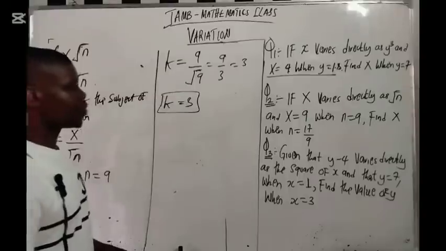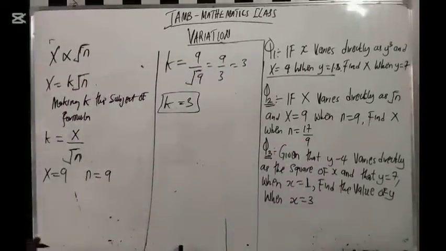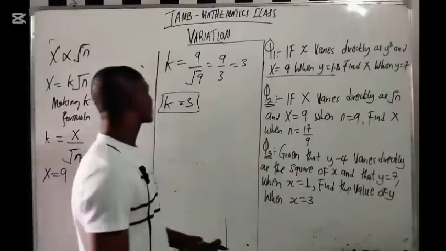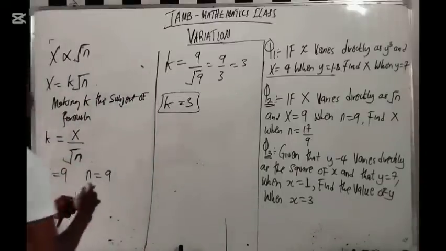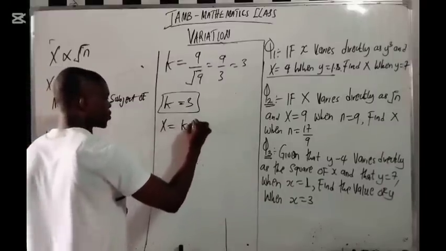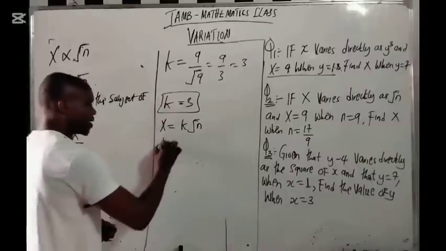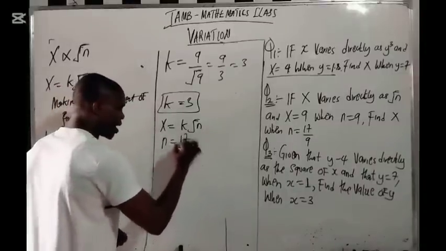But what they say is you should find x when n equals 17 over 9, right? So they are looking for x. Remember, my x is equal to k square root of n, right? Now what's my n? My n here is now 17 over 9, right?